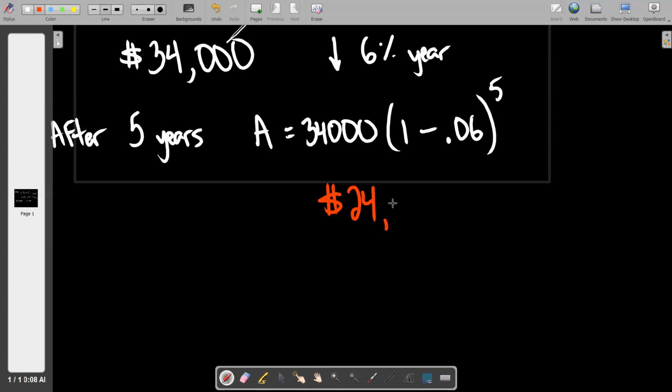24,000. Good job. So you can see after 5 years that the car has depreciated by a little over $9,000, right?